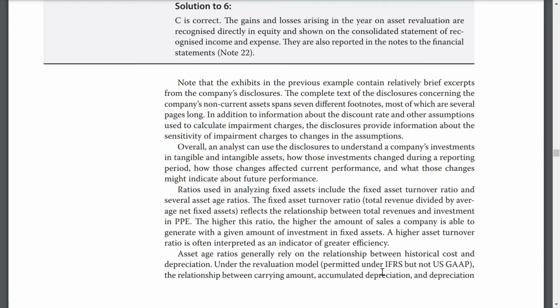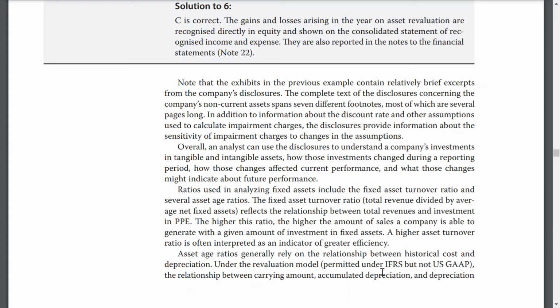Overall, an analyst can use the disclosures to understand a company's investment in tangible and intangible assets, how these investments change during a reporting period, how these changes affect current performance, and what those changes might indicate about future performance. Ratios used in analyzing fixed assets include the fixed asset turnover ratio and several asset age ratios.